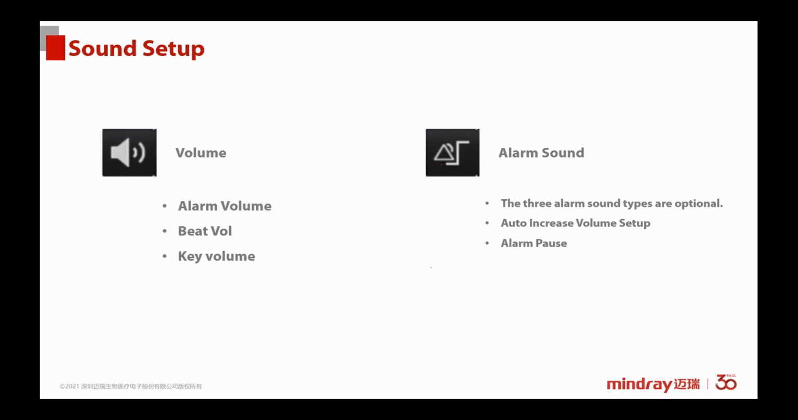Also, we have the auto increase volume setup, which means that for some of the high level alarms, when we have this kind of alarm, the alarm volume will automatically increase.